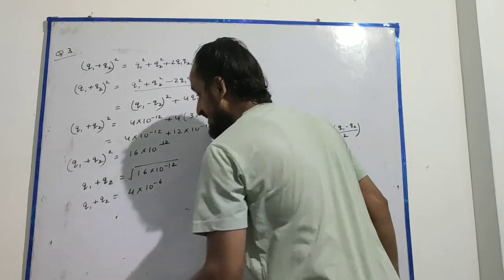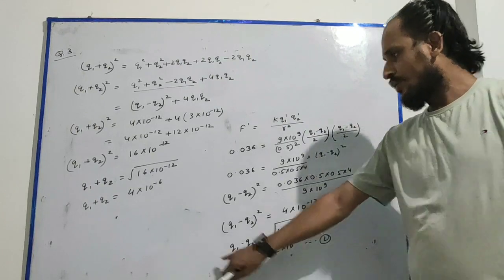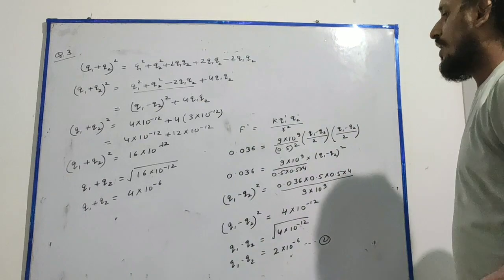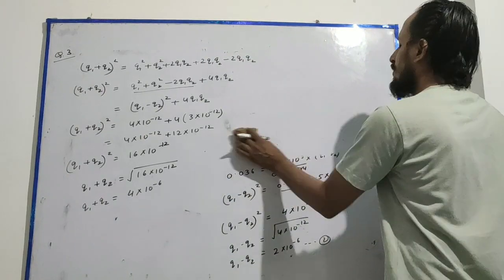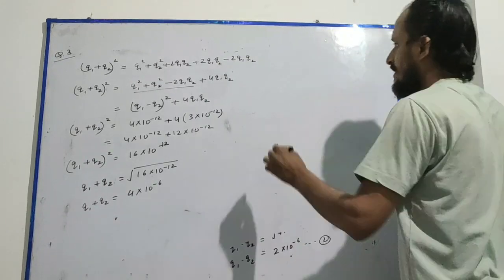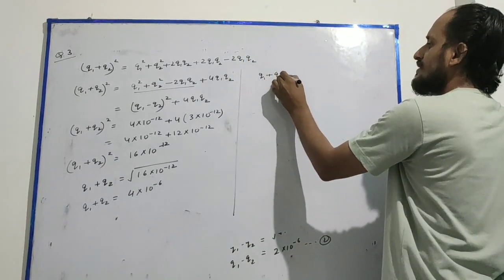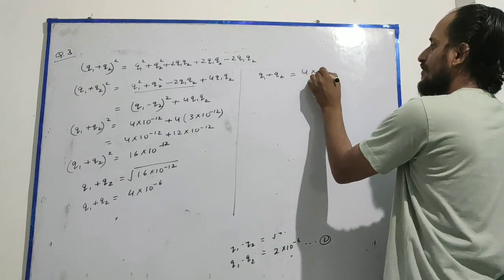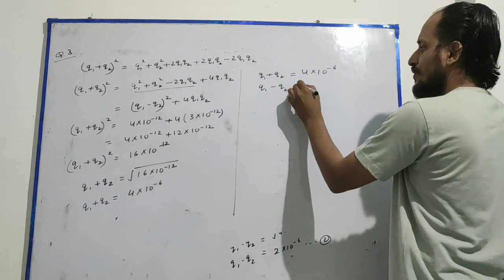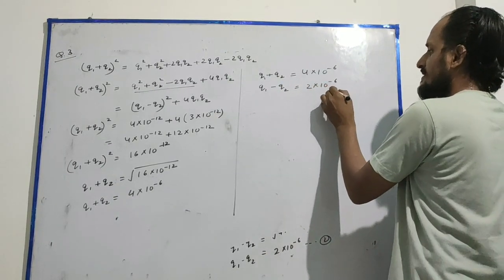Now it is very easy for you because you have the values of Q1 minus Q2 and Q1 plus Q2. So you can find out the values of Q1 and Q2. Here use these relations. These are simultaneous equations. Q1 plus Q2 is equal to 4 into 10 raised to the power minus 6 and Q1 minus Q2 is equal to 2 into 10 raised to the power minus 6.